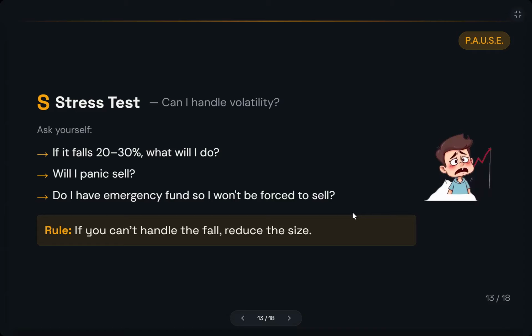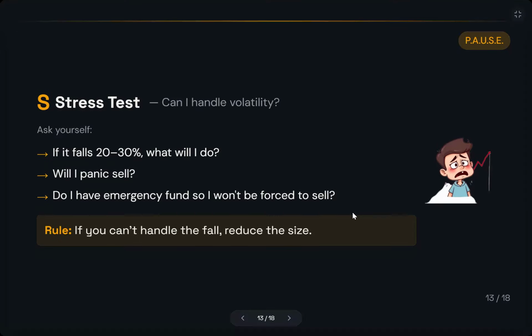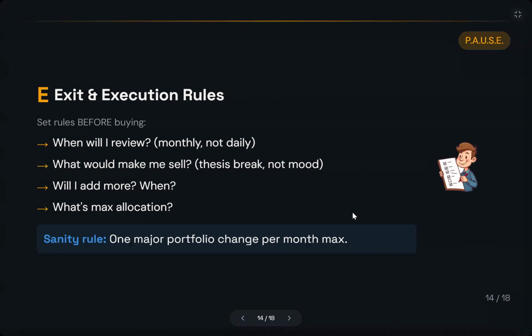And this is the most important thing because this is where most people lie to themselves. They say I'm a long-term investor, but many times long-term investors are short-term investors forced to become long-term because they could not exit the market at the right time. So understanding market volatility and the stress that comes with that volatility is very important.